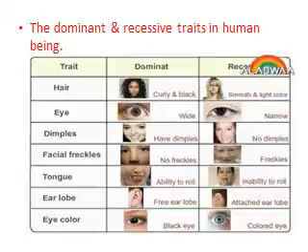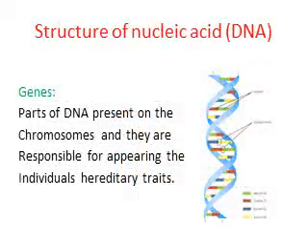For the tongue, the ability to roll the tongue is dominant. The inability is recessive. For the ear lobe, having a free ear lobe is dominant, while a touching ear lobe is recessive. For the color of the eye, having a black or dark eye is dominant, while the light color of the eyes is recessive.